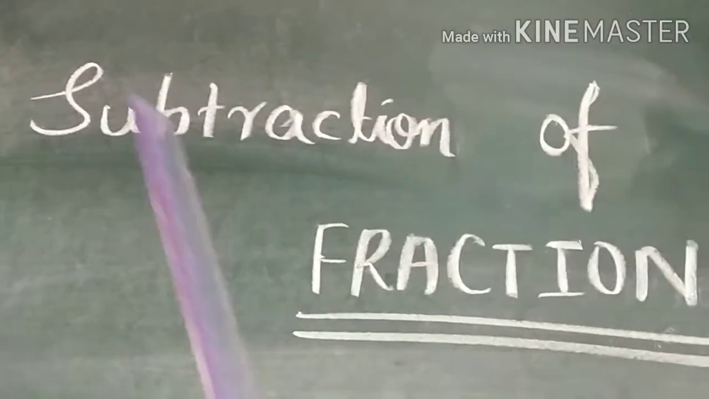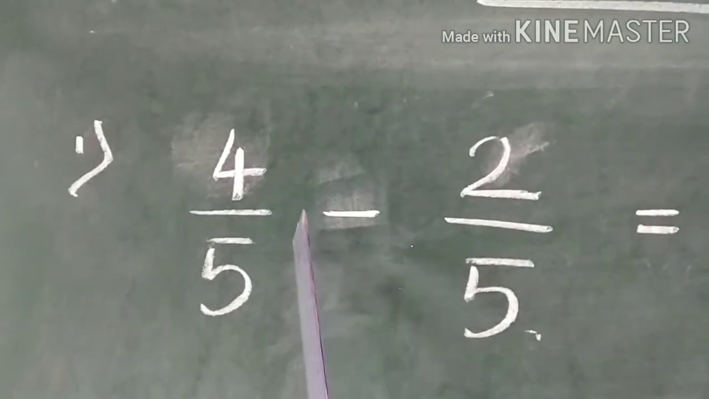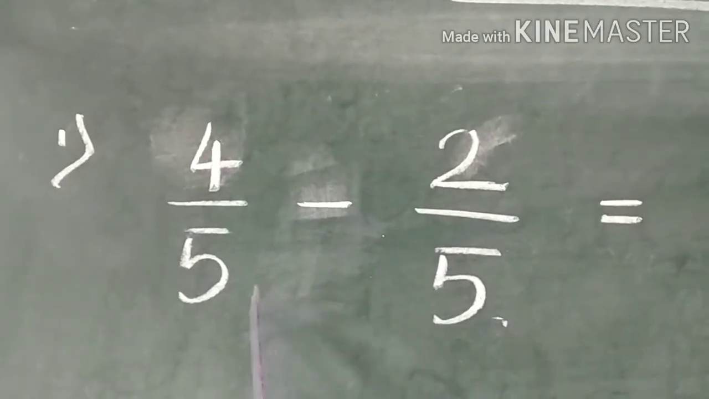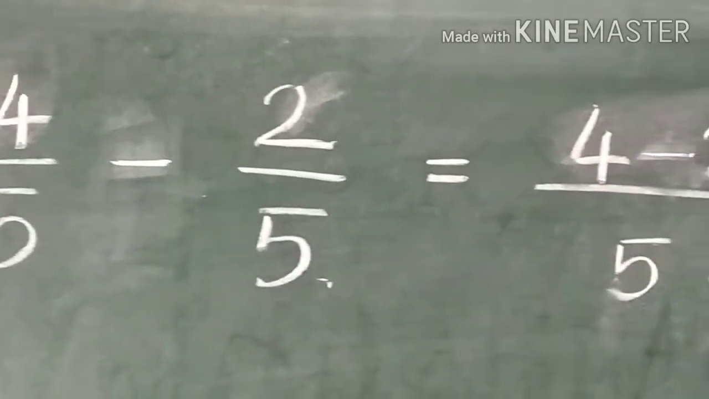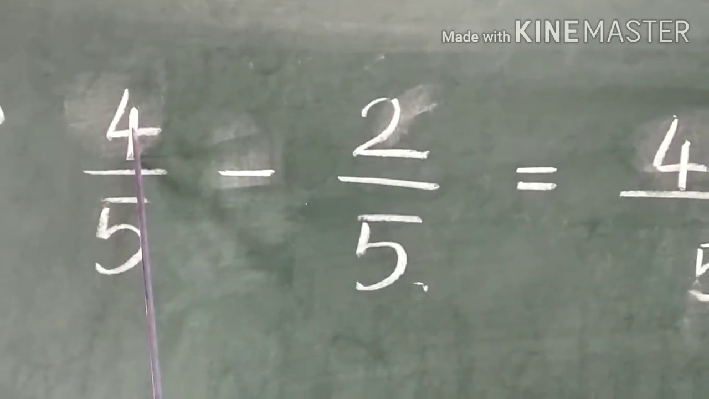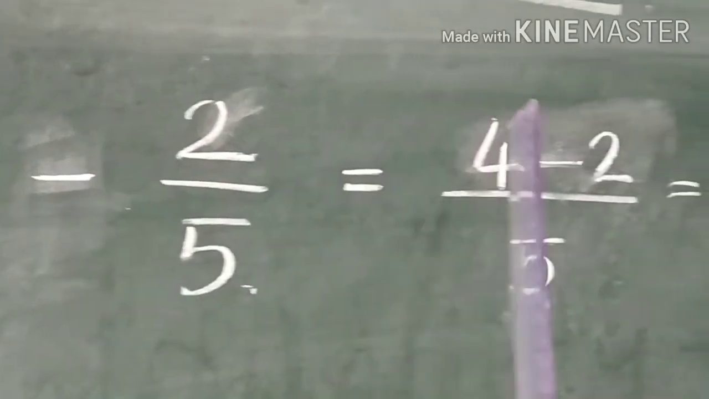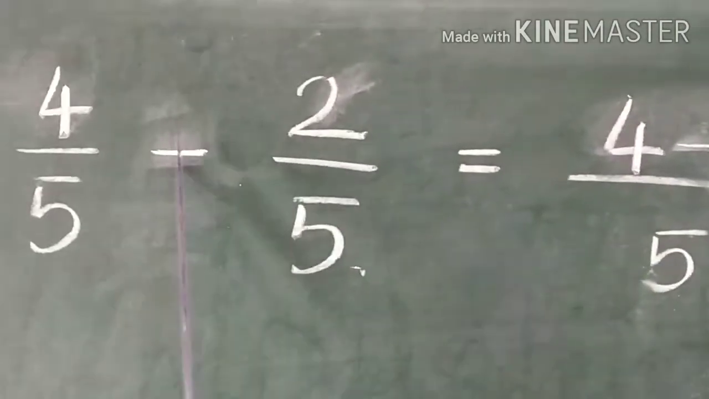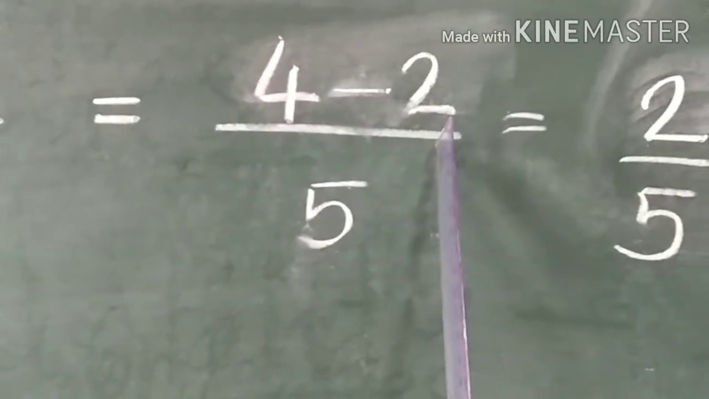Now coming to subtraction of a fraction. How to subtract the fraction? Taking one example, 4 by 5 minus 2 by 5. See here again the denominator part is the same. So keep the denominator as it is. In the numerator part, 4 minus 2. If it is minus we have to subtract. If it is plus we have to add. Now here it is minus. Therefore we are subtracting the numerator part. 4 minus 2 is 2.